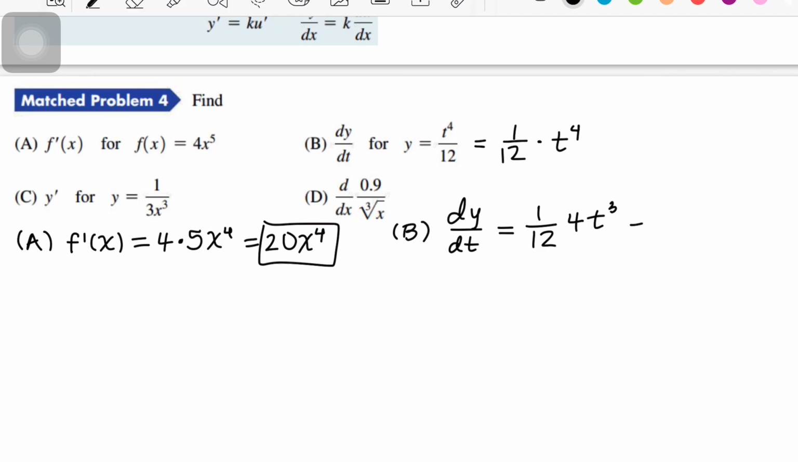All right, then simplifying this, we're taking a 4 out of this and a 4 out of that, so we end up with 1/3 t cubed, and we can write this as t cubed over 3.